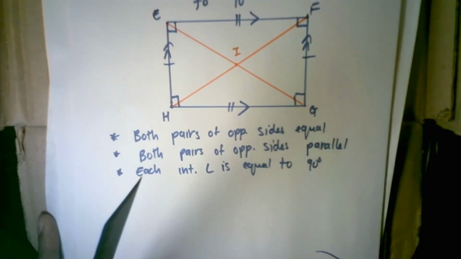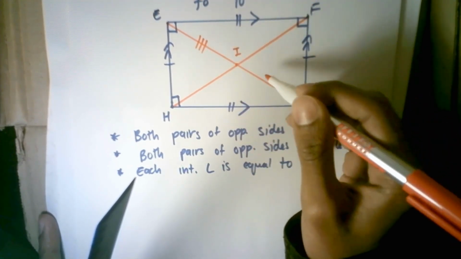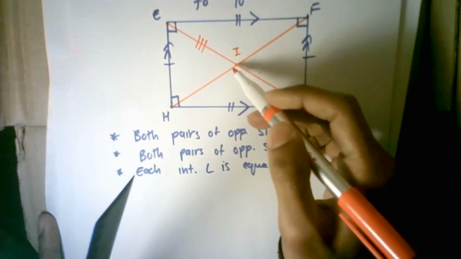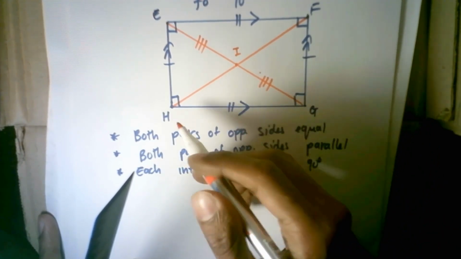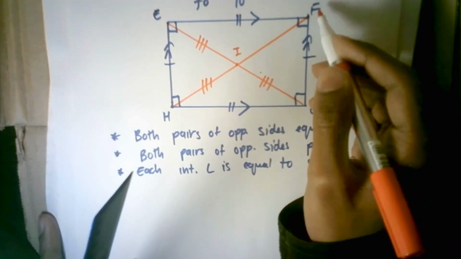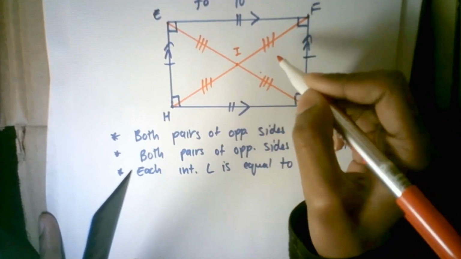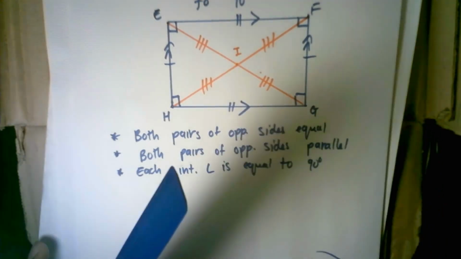So the length of EI will be equal to the length of GI, and the length of IH will be equal to the length of FI. But do you notice that they all have the same length? Why? Because the diagonals are equal in length.